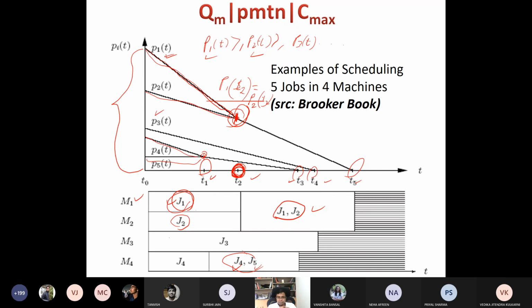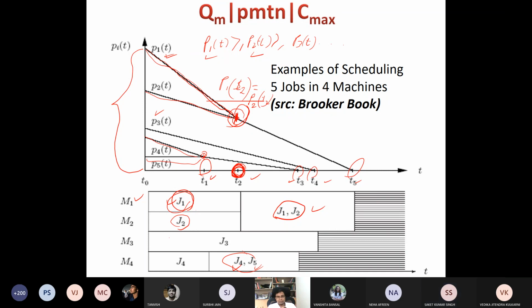Sir, what is the unit of P1(t)? Is it the execution time which is remaining? Yeah, P1(t) is actually execution time. So the unit is time unit. You can say time unit, not second, not minute, but time unit. Okay, sir. And the unit of slope, is it dimensionless?